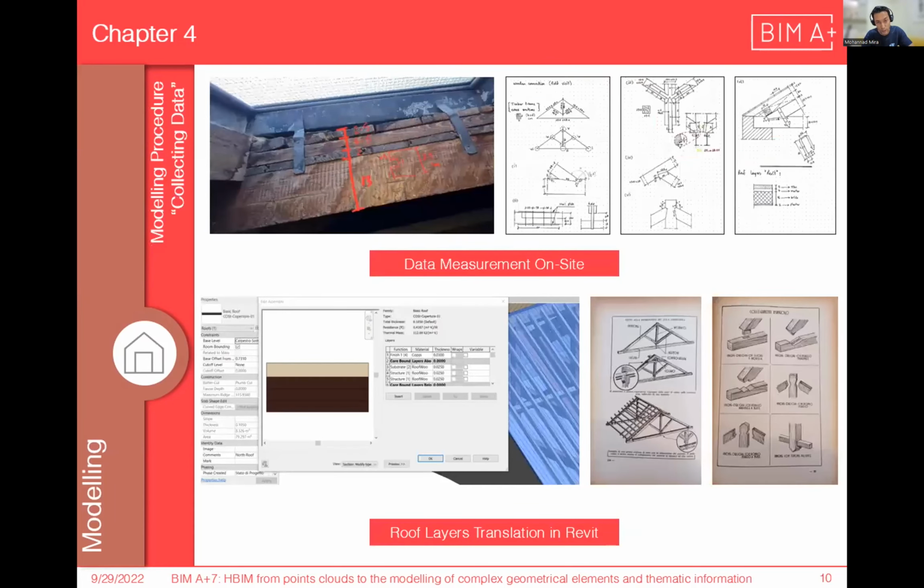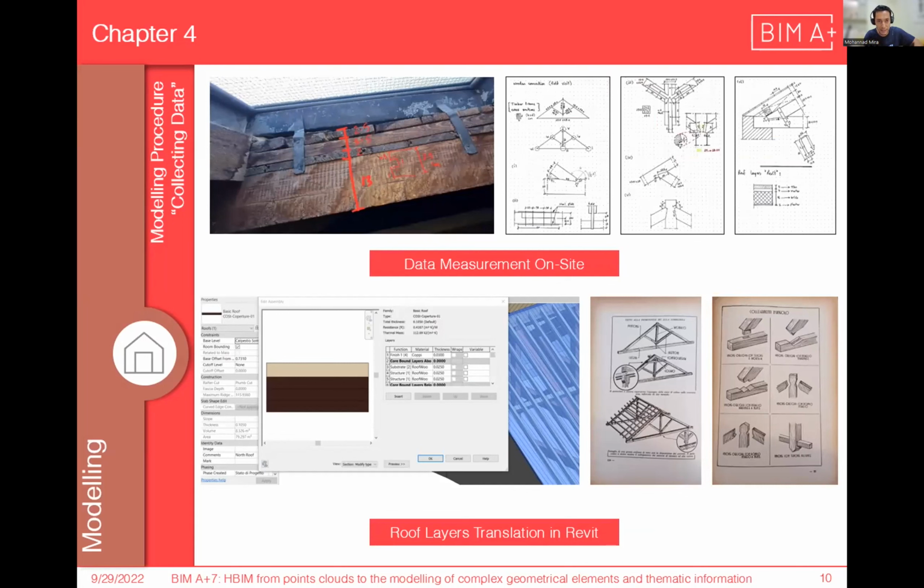For data collection, of course, by going to the field and measuring some elements on site, I needed to take care of the level of information or the level of accuracy in the model. Of course, this is a heritage building. You need to capture every single element inside the model, and the higher level of accuracy you get, the more benefit you get at the end.